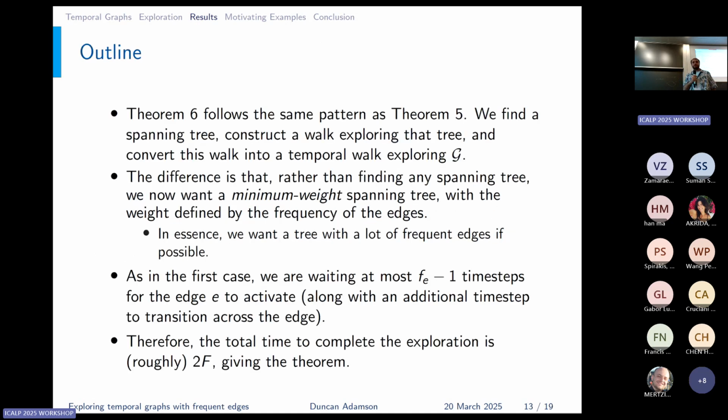And this largely just follows the same idea as the previous theorem. We make this graph, we find a minimum weight spanning tree, we make a walk on this minimum weight spanning tree, and at each edge, we're going to be waiting at most the weight of the edge. So by just taking the sum of the weights, multiplying that by 2, because we might be going back and forth on each edge at least once, we get an exploration that requires at most 2 times the weight of the spanning tree. So this means that if we have one or two very infrequent edges, we don't actually necessarily have to wait that long.